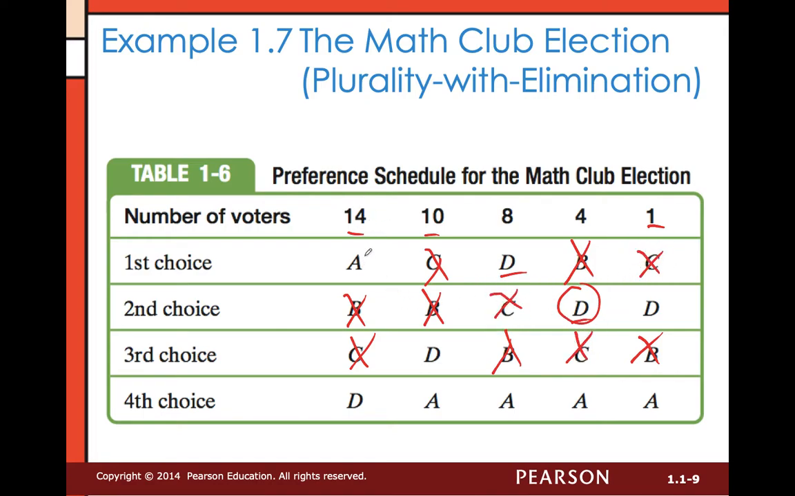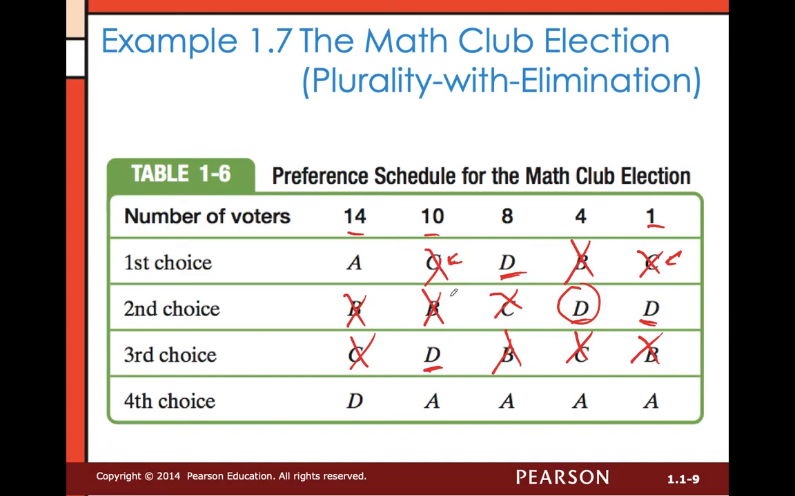Which means now A still has the 14 votes here, but now D has the 10 votes here. It also has the 8 votes here, it also has 4 here, and it has 1 here. So notice that it still has the original 8 and 4 that it had before, but now it's picking up the extra 10 from here and the extra 1 from here that originally had gone to C.